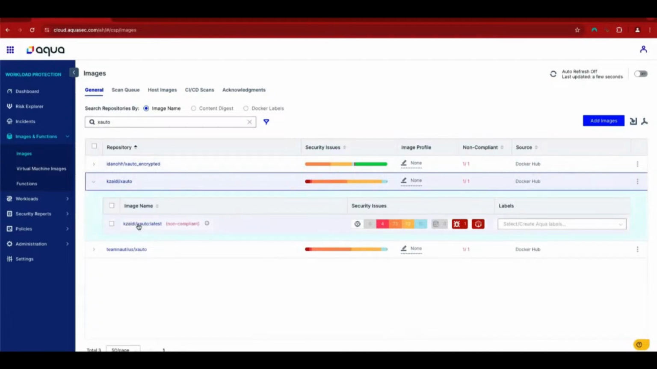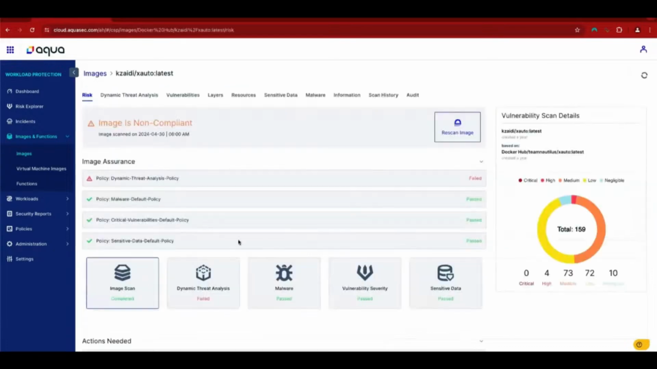And we'll look into this specific image where we don't have any critical vulnerabilities. We have some other severities for vulnerabilities, so we'll look into it a little bit more in detail. And here you can easily see that the image is non-compliant, and it is non-compliant because of one specific policy, and that is dynamic threat analysis, while being compliant to the 3 other policies that we see here.